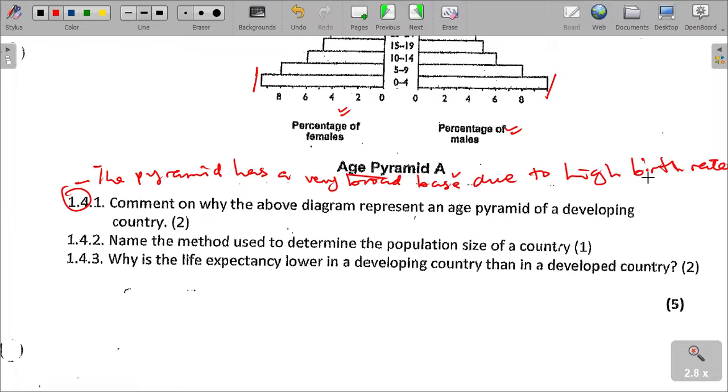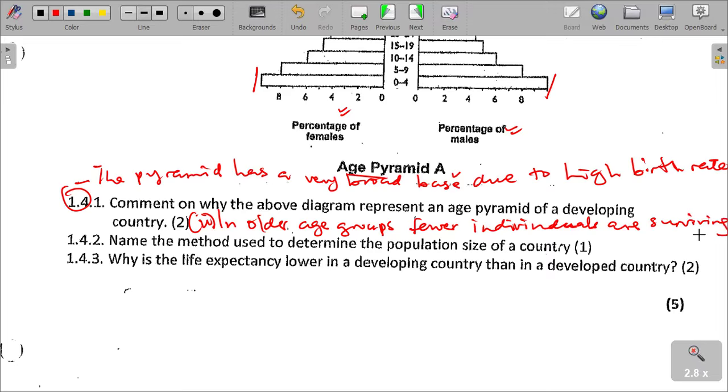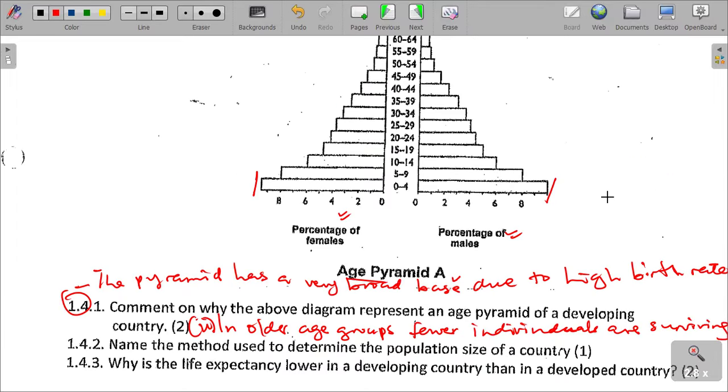Number 2, in the older age groups, fewer individuals are surviving, as you can see.